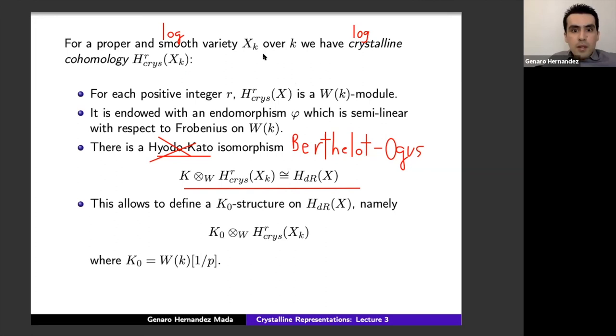Isidro is asking if M is a sheaf of monoids on X. Yes. Mm-hmm. Yeah, so here would be log cris.